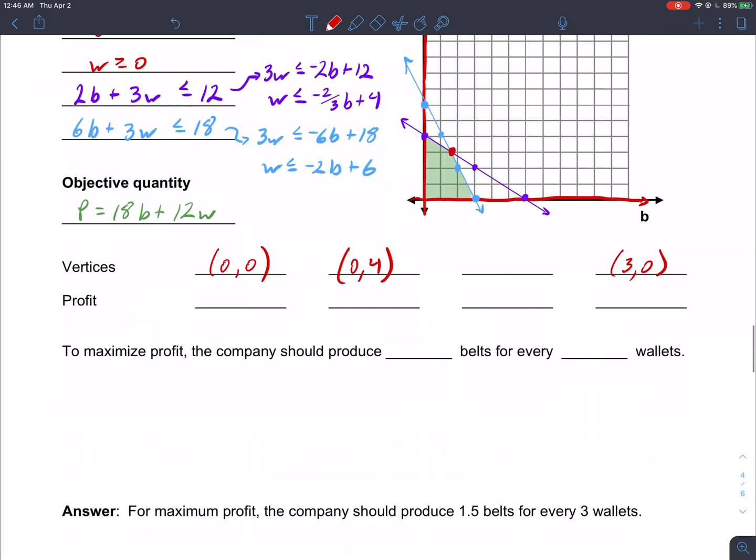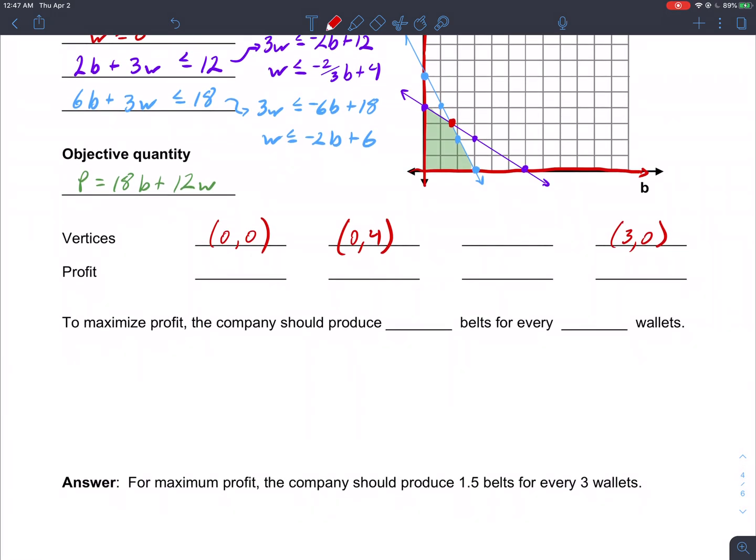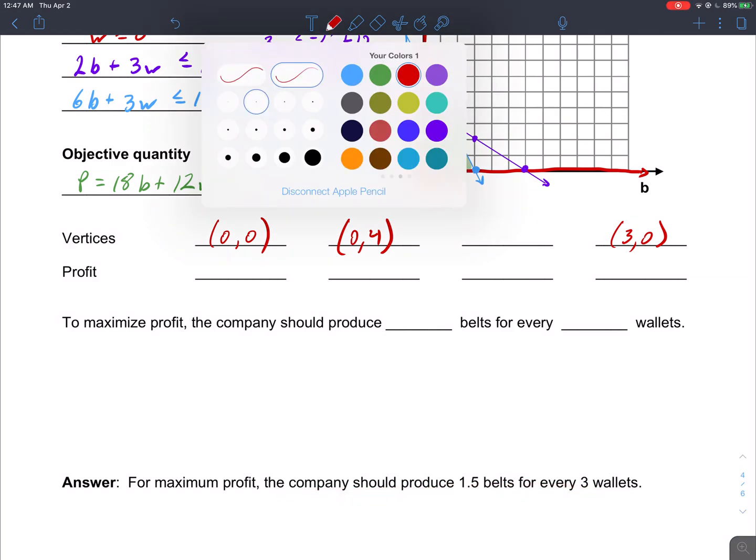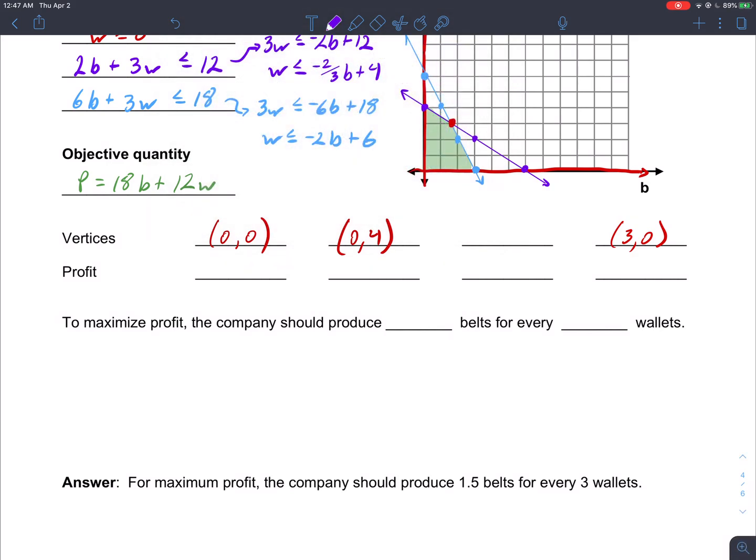How do I find it? I set my two inequalities equal to each other. The answer is here at the bottom, by the way. But let's set them equal. I'm going to say negative 2/3 B plus 4. Again, why am I setting them equal? Because the blue line and the purple line are intersecting. They are equal at that point. So that equals my blue line, negative 2B plus 6. And I can solve for B. Once I have B, I can find W.